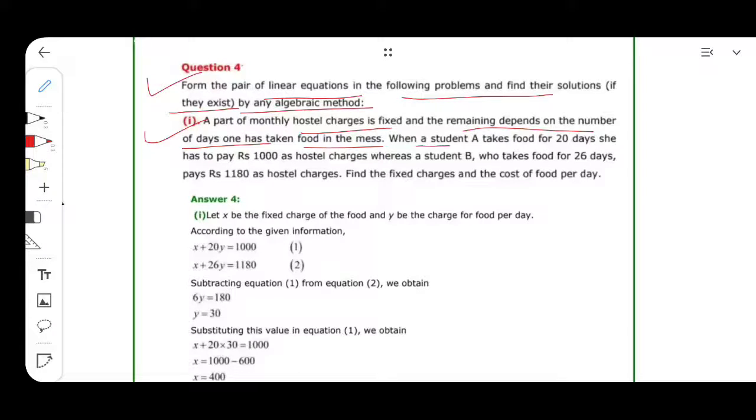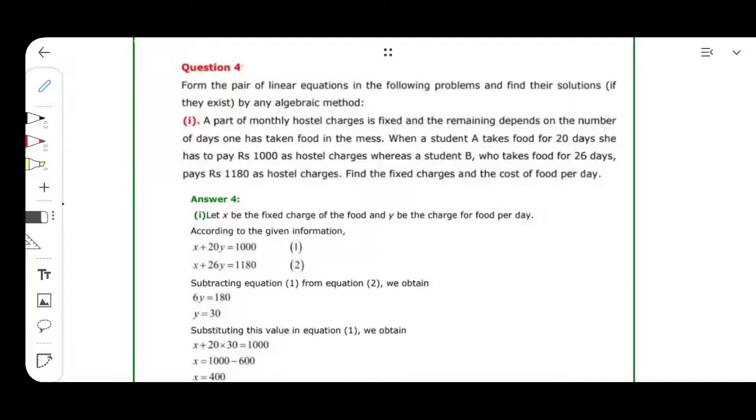When a student A takes food for 20 days, she has to pay 1000 rupees as hostel charges, whereas a student B who takes food for 26 days pays 1180 rupees as hostel charges. Find the fixed charges and the cost of food per day. So let's see the solution of this problem.